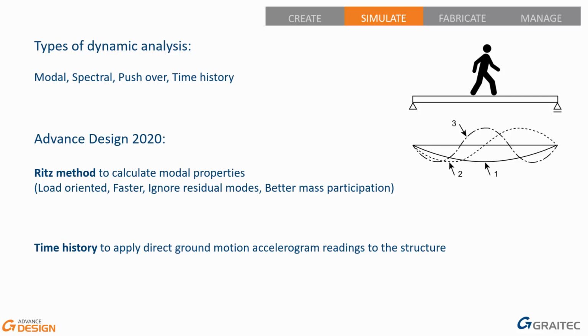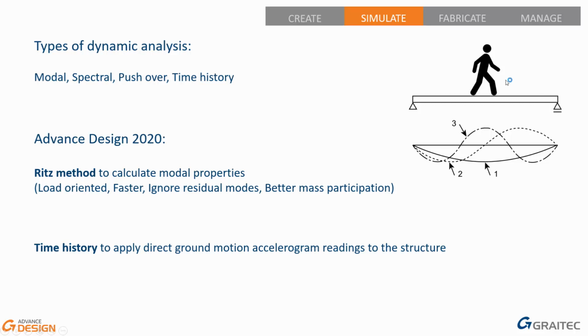So first of all, for modal analysis, in the previous versions we had just eigenvalue calculation, but now we have the Ritz method, which, as you see here, is first of all load oriented. Secondly, it's faster. It ignores residual modes, and you will also get better mass participation using Ritz methods. It's actually very important, and all of these benefits come from the first one as well, load oriented.